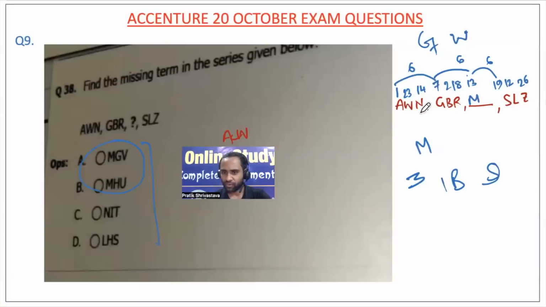N14, 18. So this is 4. And now 18 plus 4 will be 22, right? And 22 plus 4 is 26. So which letter will be 22? V, because it has two corners here. Now starting with M, ending with V, so we have option A. No need to check the middle letter. Why unnecessarily waste your time in the examination, right?